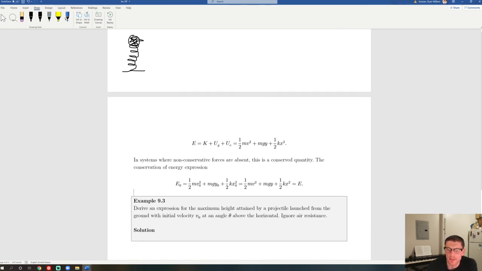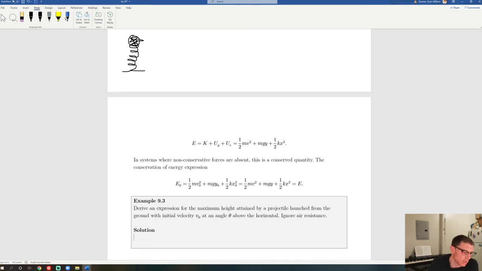But yeah, we'll come back to that. I just want to wrap up with an example here, right? And this is going to be another sort of, well, let's use these ideas to confirm what we know about kinematics. So we want to derive an expression for the maximum height attained by a projectile launched from the ground with some initial velocity v0 at an angle theta above the horizontal. And we're going to ignore air resistance pretty much as always.